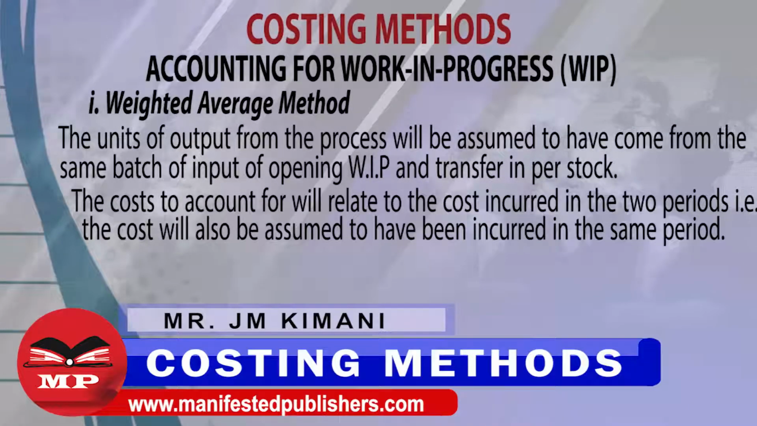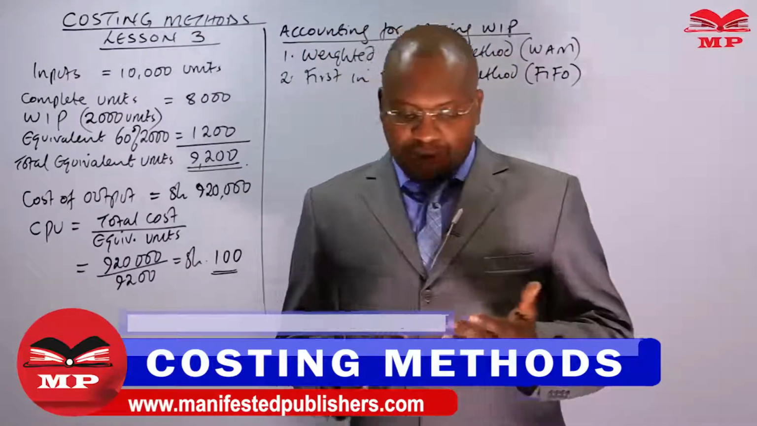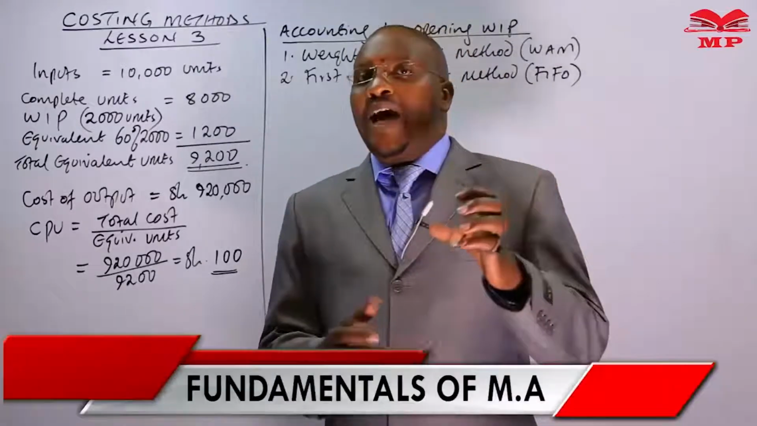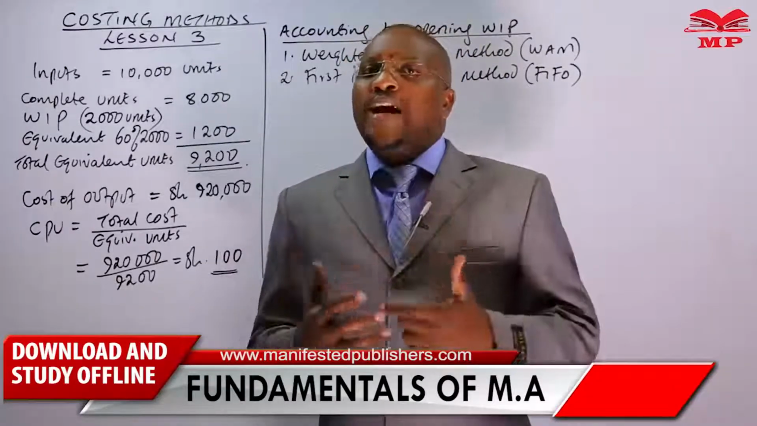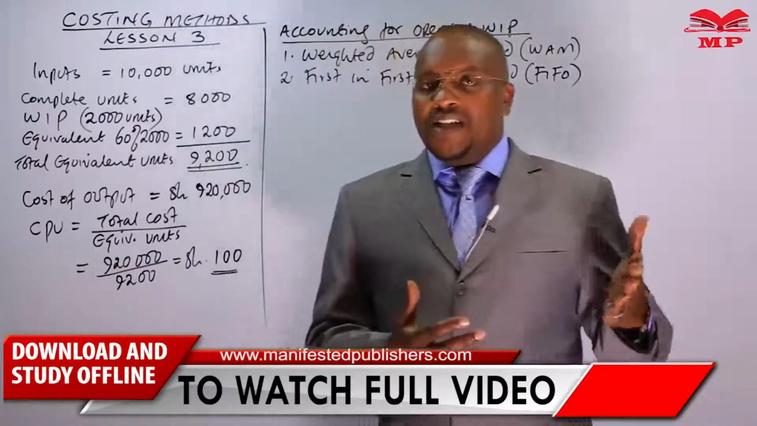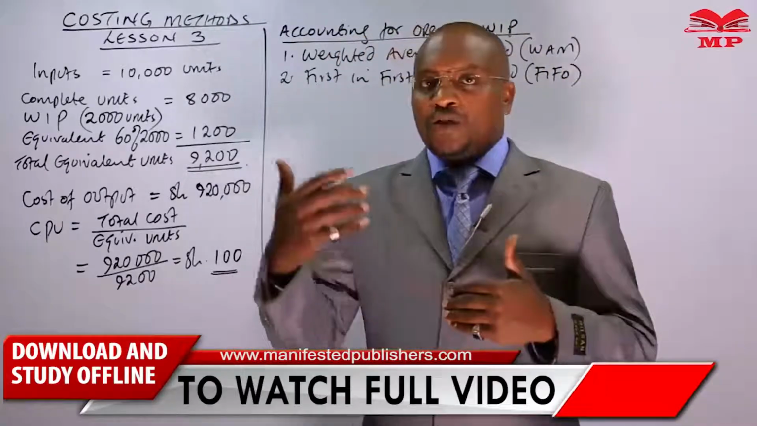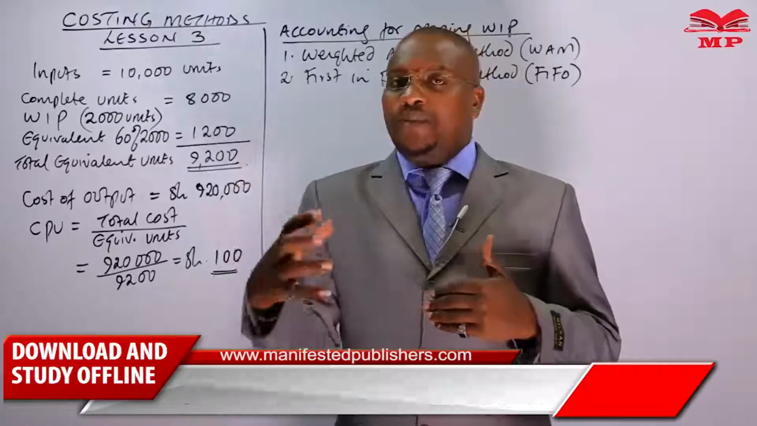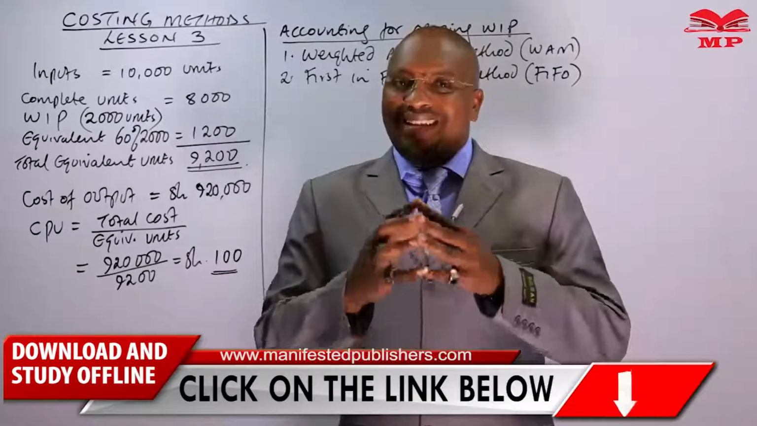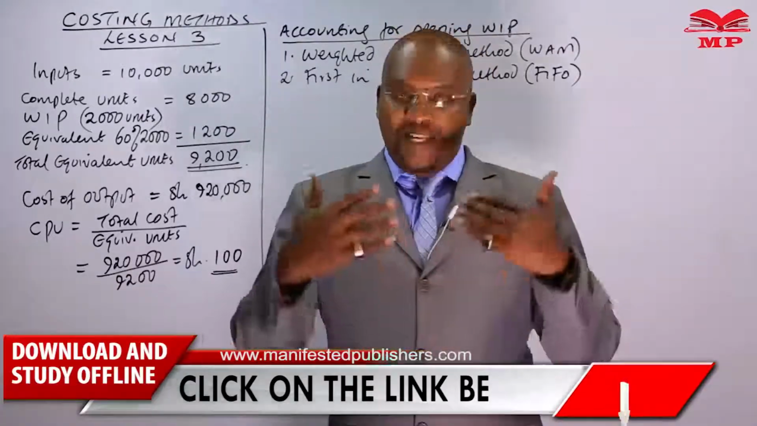Now, this is what I mean, that in the weighted average method, we do have the two periods, what we did last period and what we are doing this period. So we are going to ensure that the opening work in progress loses identity, so that now we can relate it to the transfer in cost or the transfer in materials. So that now the two can be assumed to have been started the same period, the cost to have been incurred the same period.